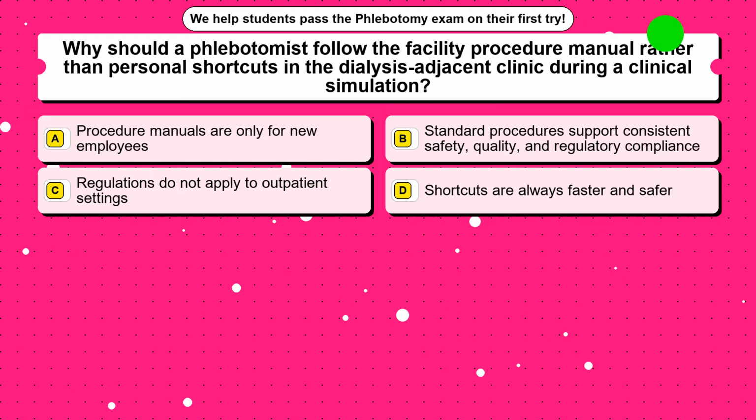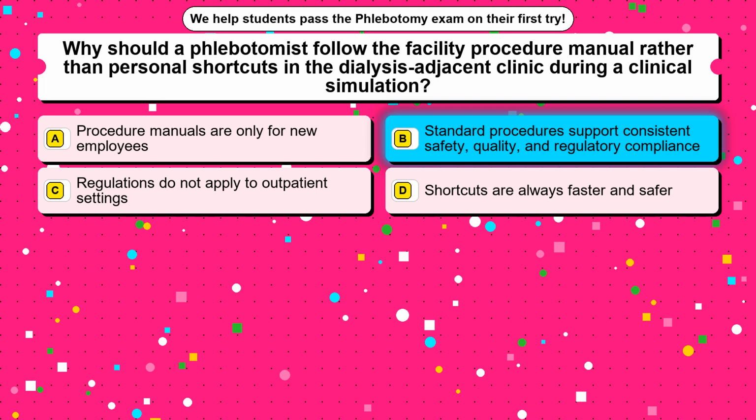Question 99. Why should a phlebotomist follow the facility procedure manual rather than personal shortcuts in the dialysis-adjacent clinic during a clinical simulation? Option A. Procedure manuals are only for new employees. Option B. Standard procedures support consistent safety, quality, and regulatory compliance. Option C. Regulations do not apply to outpatient settings. Option D. Shortcuts are always faster and safer.